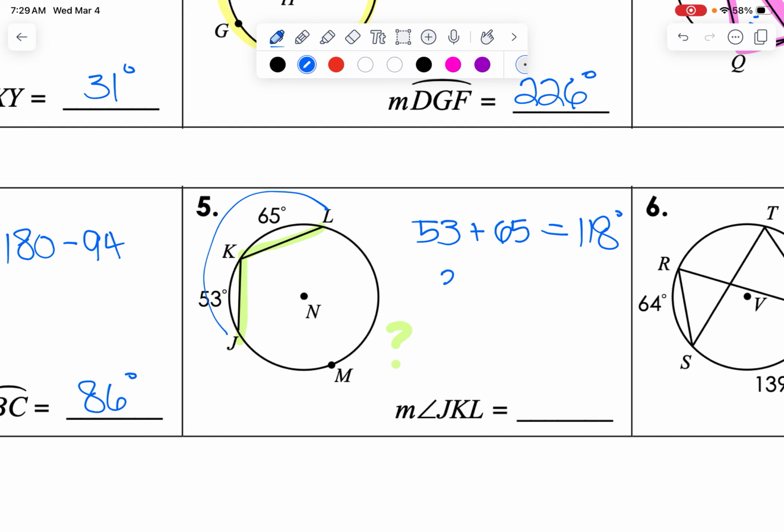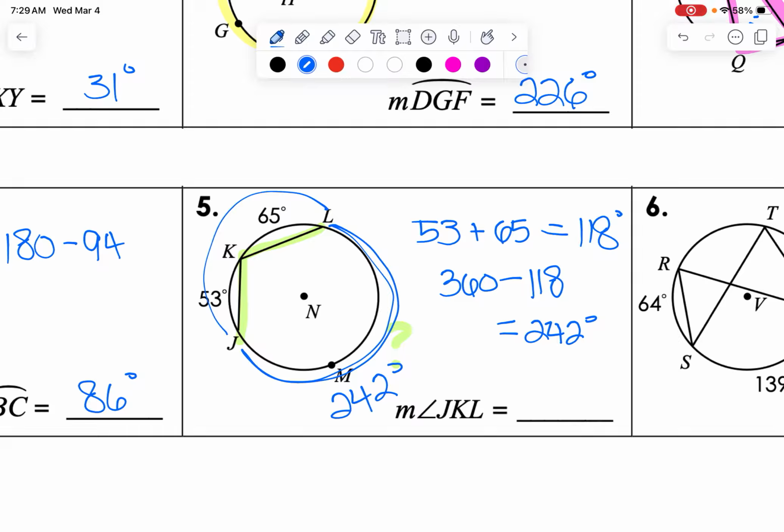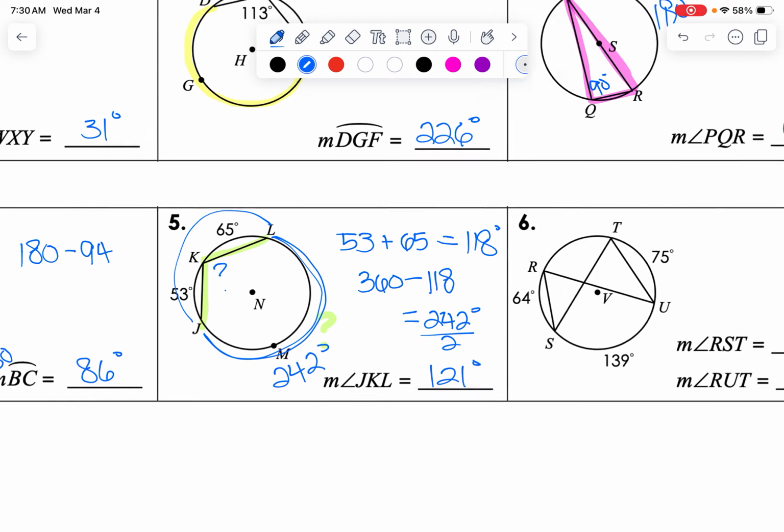So now all the way around we know is 360. So if I go 360 minus 118, that is 242 degrees. So this, from here to here, is 242. But I need to know this right here. So I'm going to have to, remember that's half of the arc. So half of 242, divide that by 2, I get 121 degrees.